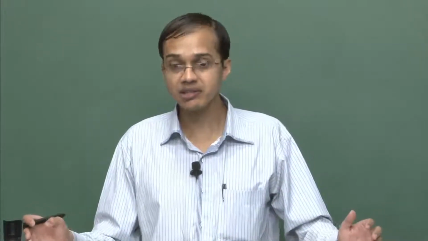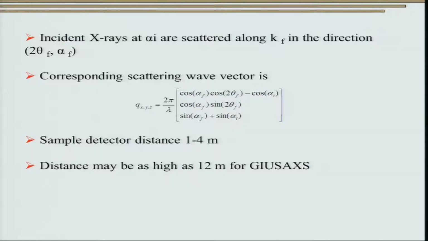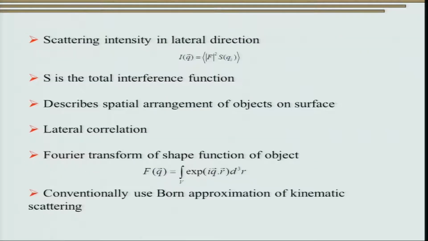However, if you go to what is known as grazing incidence ultra small angle X-ray scattering, where the diffraction occurs at very small angles, certainly less than 1 degree, the distance can be as large as 1 to 12 meters. But this is only possible, or rather only used, when we are using a synchrotron light source.